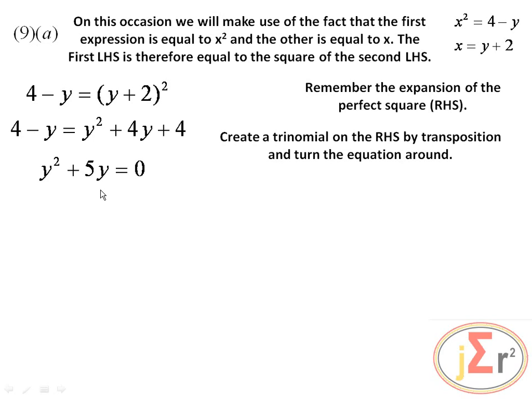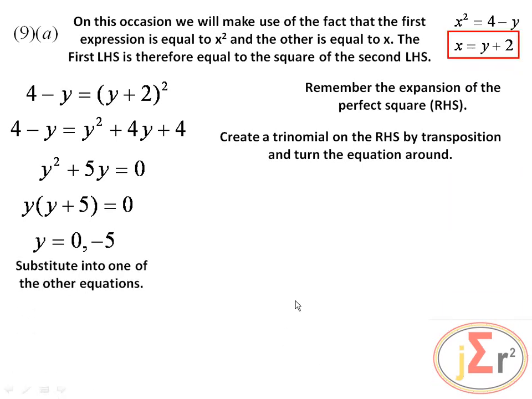This is simple one-step factorization. And what do we know? y is equal to 0 or negative 5. That we will put into the same equation as we did before. So we have x is equal to, let's see, the value of y is 0, x is equal to 0 plus 2. x is equal to 2.